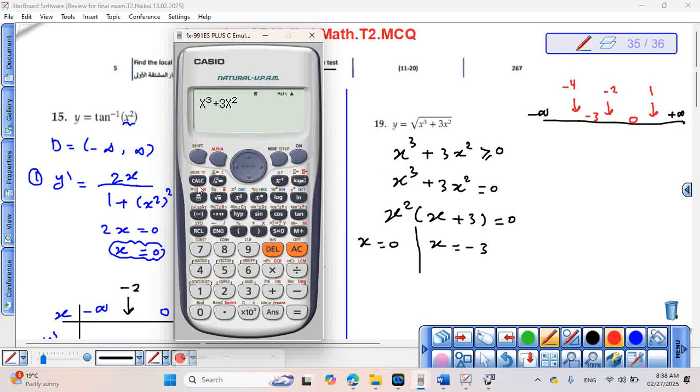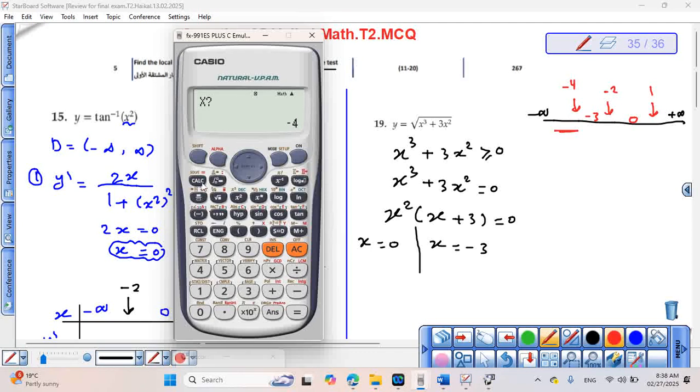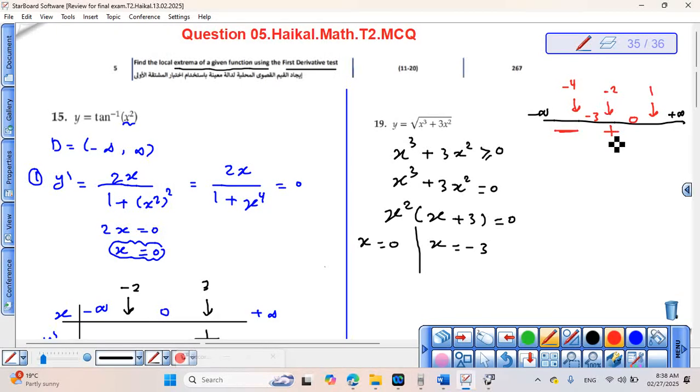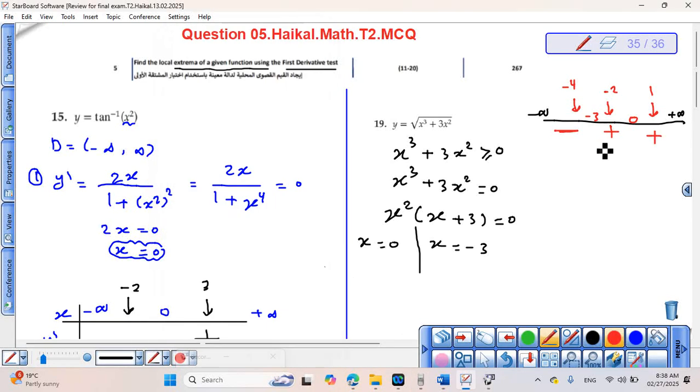Now, calc -4. This is negative. Here in this interval, negative. Also calc -2, the answer is positive. Good. Also calc 1, the answer is also positive. In this interval we can write the domain from -3 to positive infinity. Okay, this is the domain.